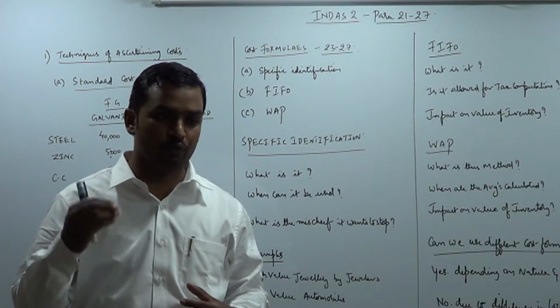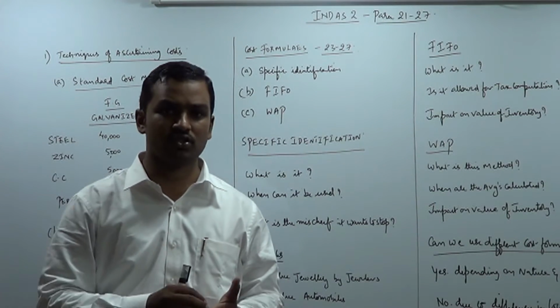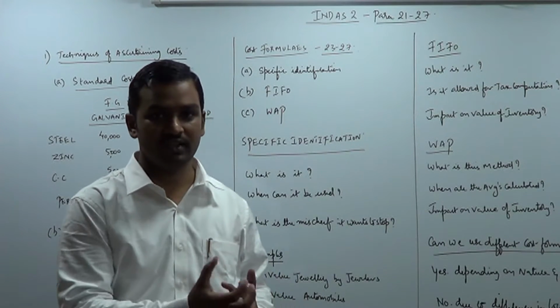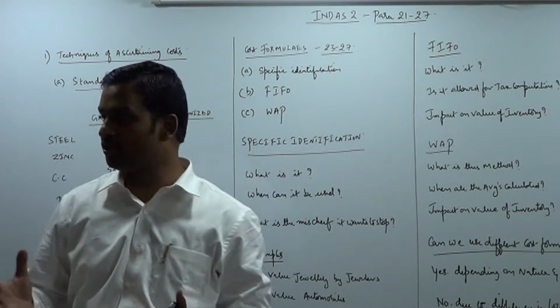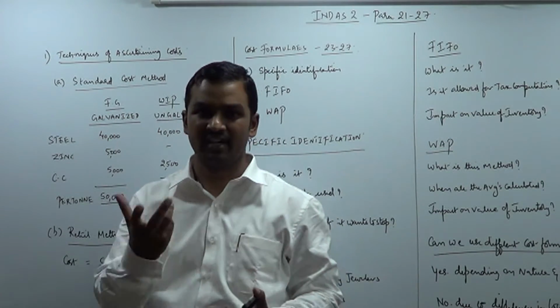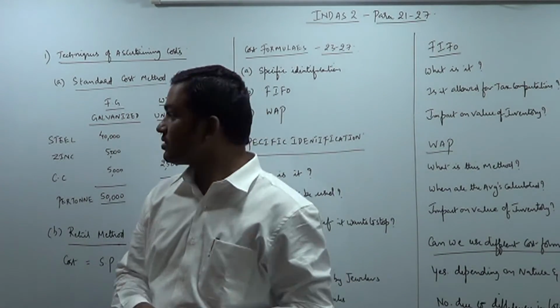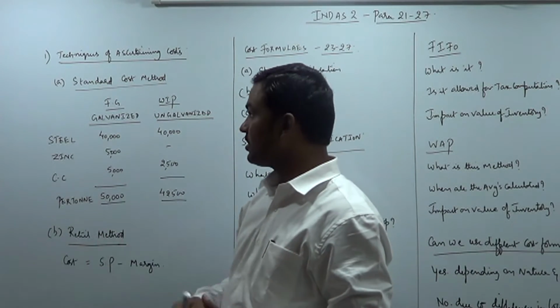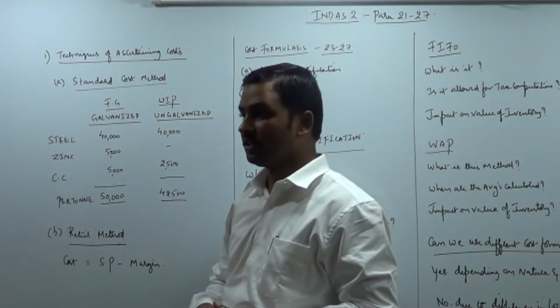That means if you want to arrive at the cost of production, or if you want to arrive at the cost of inventory using a shortcut, you can use these shortcuts or more efficient ways of arriving at the cost of inventories. Okay. So the standard has given you certain techniques. One is the standard cost method and the other is the retail method. What is the standard cost method?